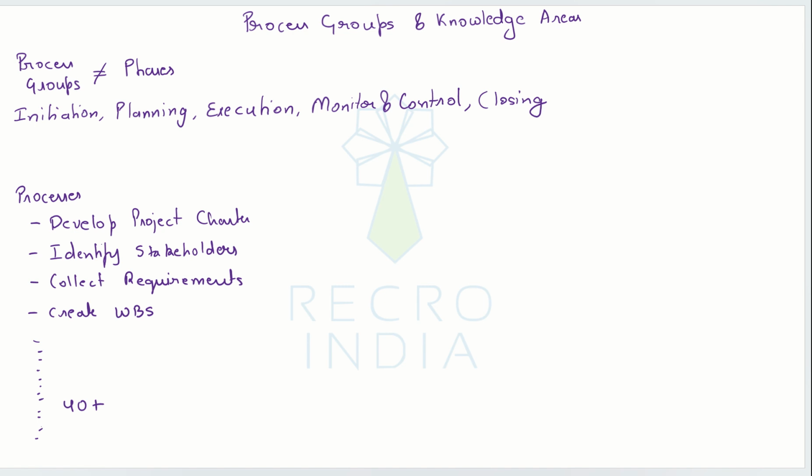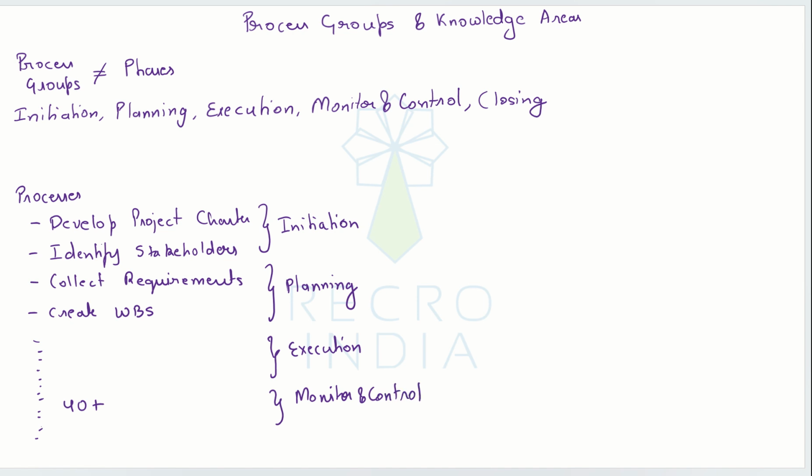Some of these processes help you to initiate the project, or they are related to initiation work. Similarly, some processes are related to planning work. Then there are some processes related to execution work. Similarly, there are processes that help you to monitor, control and close your project. So these are literally groups, groups of processes. That's why they are referred to as process groups.